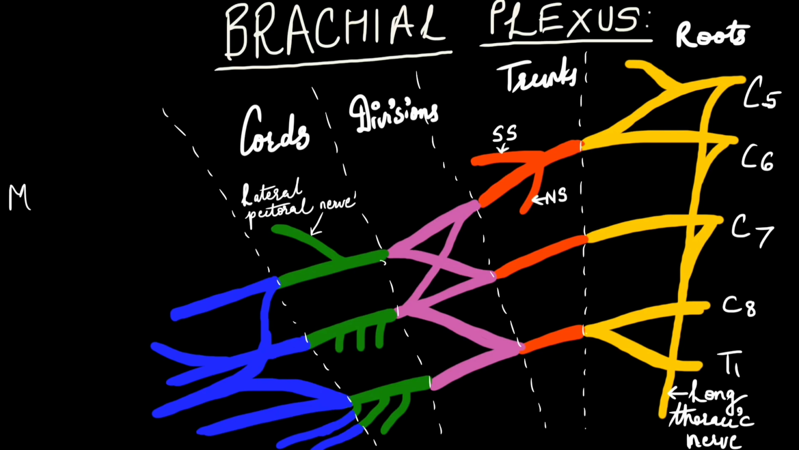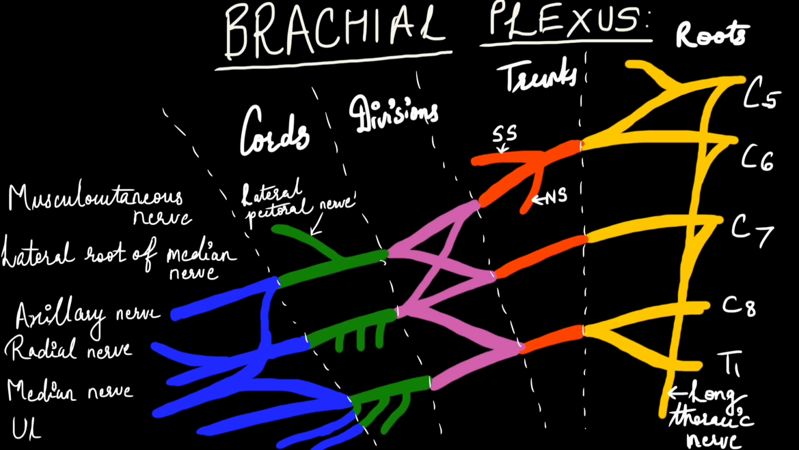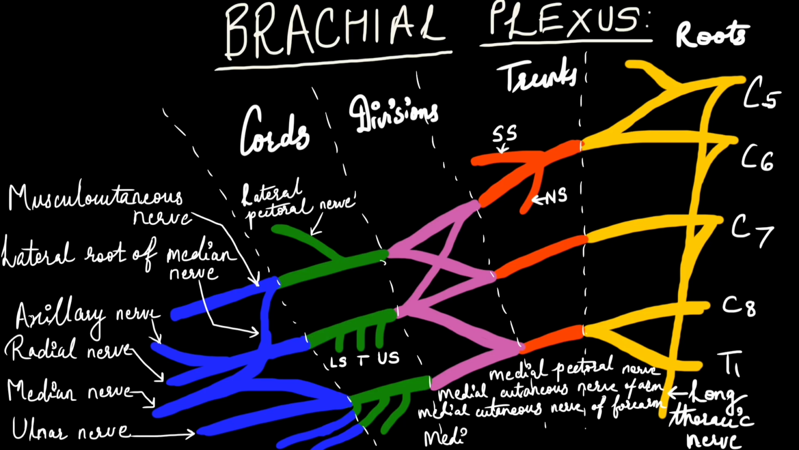Branches of the cords. Branches of lateral cord: 1, lateral pectoral, C5, C7. This nerve supplies both pectoral muscles. 2, musculocutaneous, C5, C7. This is the nerve of long and short heads of biceps brachii and the brachialis muscles. 3, lateral root of median, C5, C7. It joins the medial root of median nerve. Median nerve is the chief nerve of the muscles of front of forearm.